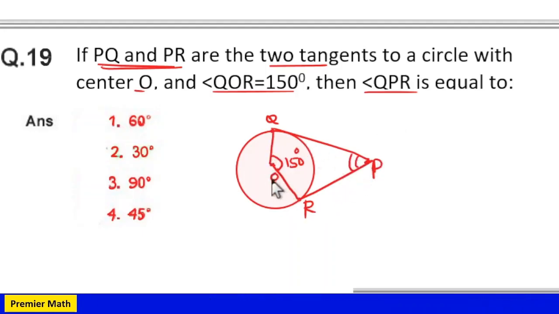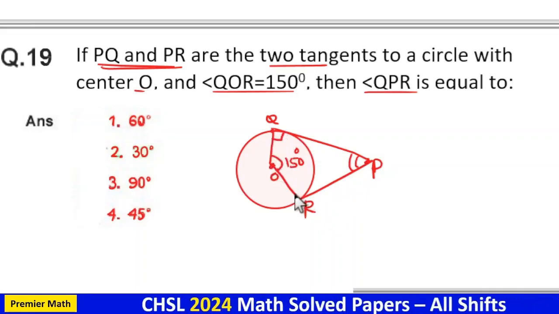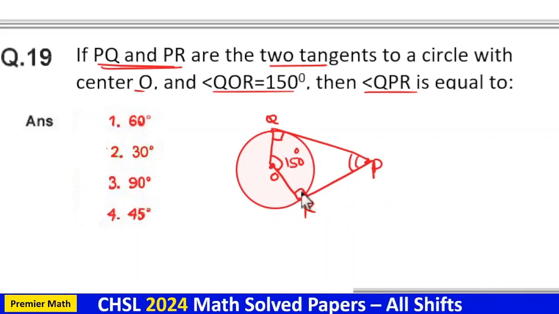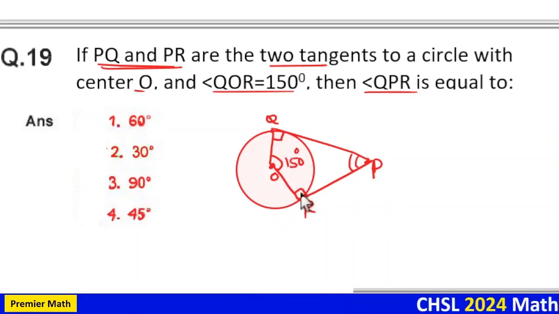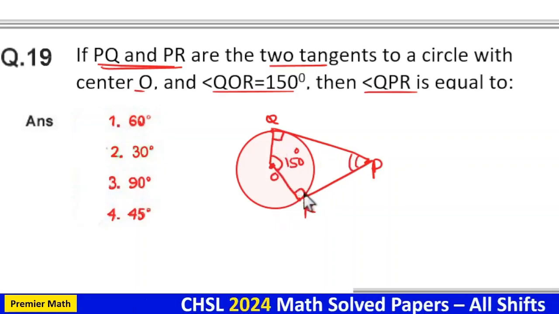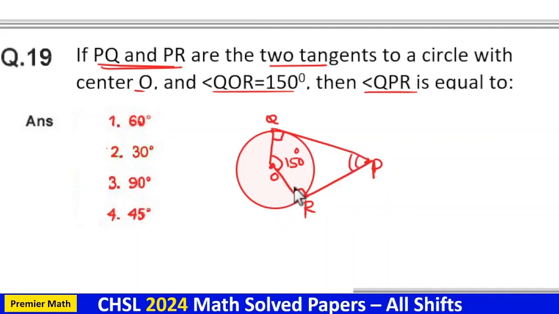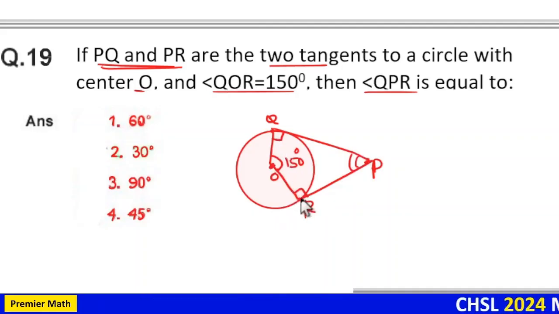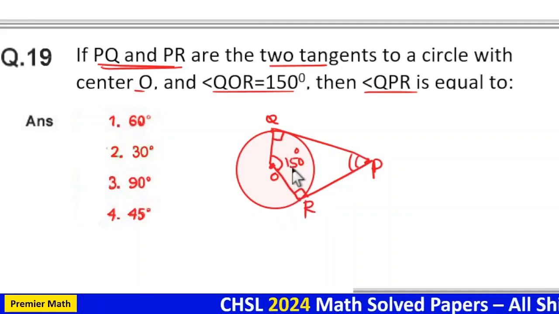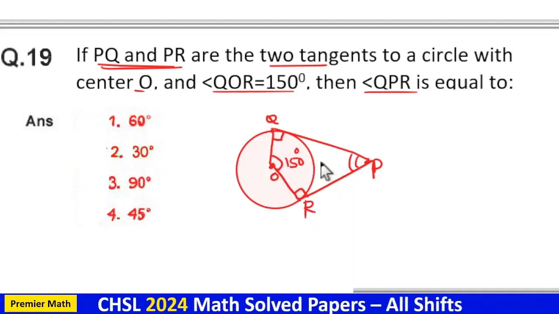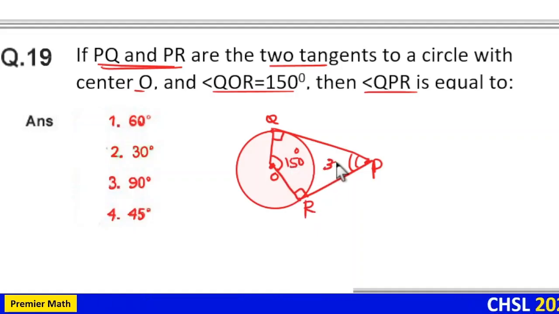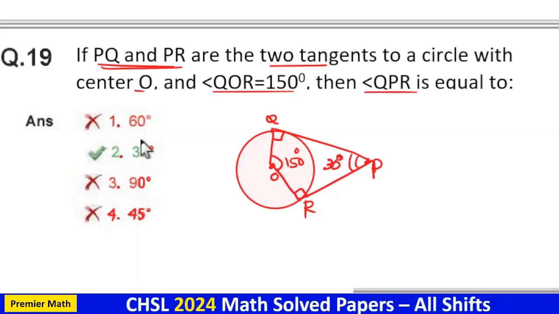These two are radius. So, the radius makes 90 degree with the tangents. Now, if these two are 90, 90 plus 90, 180. The sum of angles of a quadrilateral is equal to 360 degree. So, these two are 180, which means this is 150. So, this should be 30 degree. 150 plus 30 is 180 degree. So, option 2 is your answer.